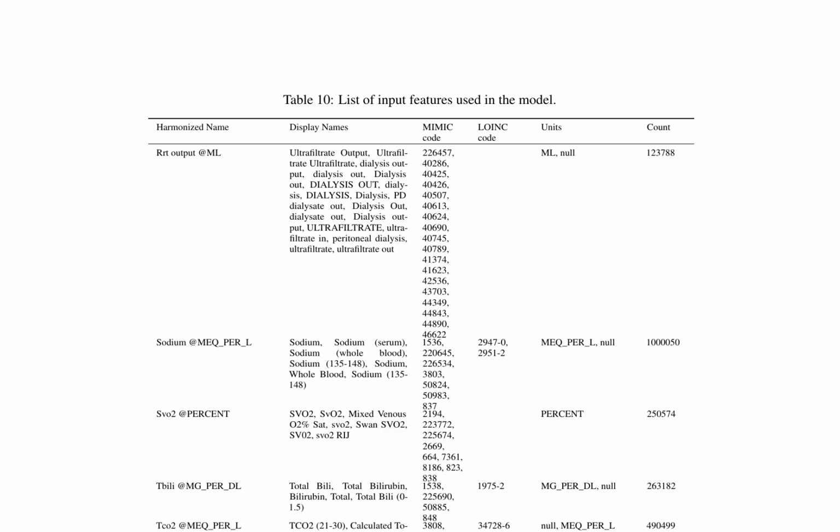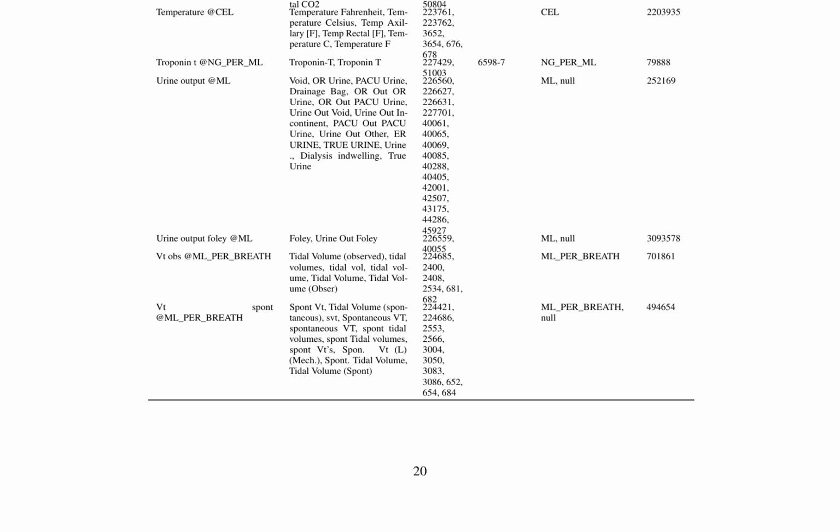The mimic and LOINC codes are provided for each feature, enabling standardized identification and mapping of the variables. The units of measurement are also specified, such as MEQ_per_L for sodium levels and ml_per_breath for tidal volumes. The counts column indicates the number of observations or measurements for each feature. For example, the feature urine output at ml has a count of 252,169, indicating that there are 252,169 observations of urine output in the dataset.